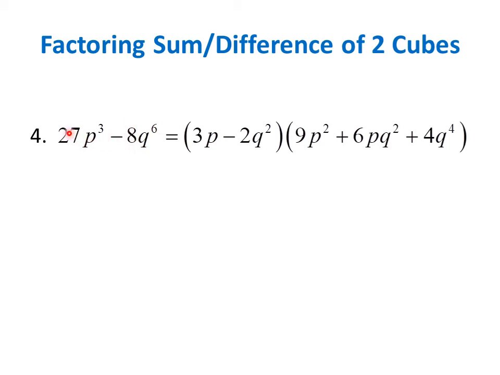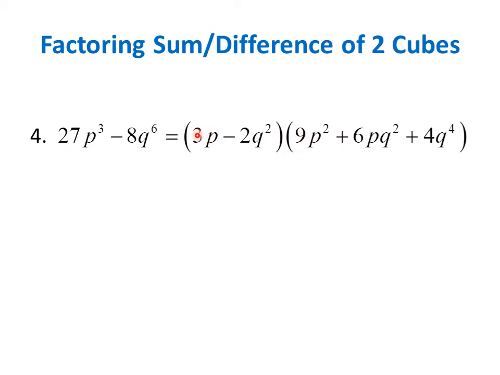To factor, let's get the cube root of 27, that's 3. Cube root of p cubed, that's p, minus, we write here minus, the same operation. The cube root of 8, 2. Cube root of q to the 6, so divide this exponent by 3, so you get q squared. Okay, again, to write the trinomial factor, we use this binomial factor as the reference, not the given binomial, remember?